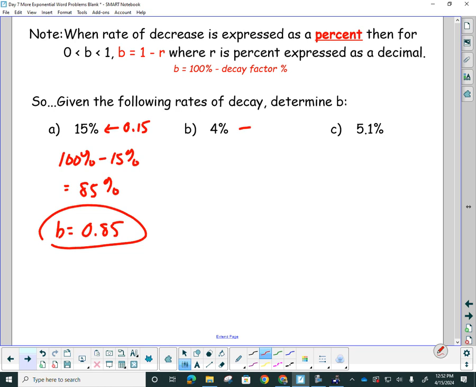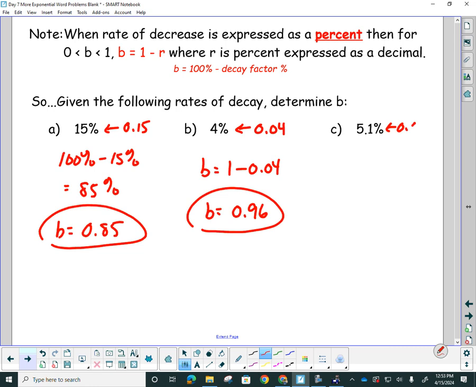4%, okay, the biggest mistake I see is people say it's 0.4. That's not right. That is 40%. For 4%, it is 0.04. Again, we get this by dividing by 100. And so our base is going to be 1 minus 0.04, or 0.96 is our base. 100% minus 4% is 96%.